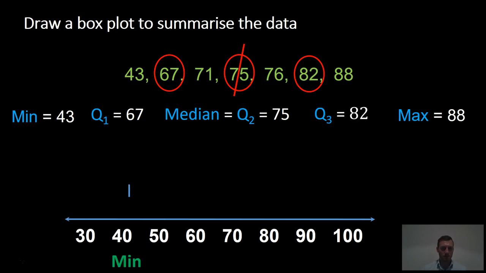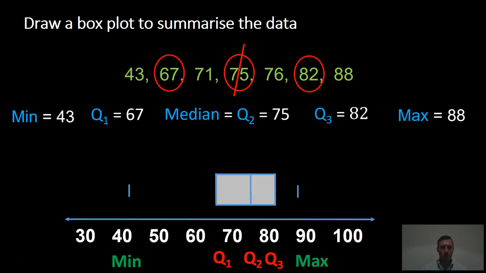So we start with the minimum. I work from left to right, and then we put Q1 in, Q2, Q3, and the maximum. And we draw a central box from Q1 to Q3, which is the lower quartile to the upper quartile. Then we extend lines from the box out to the minimum and maximum values.